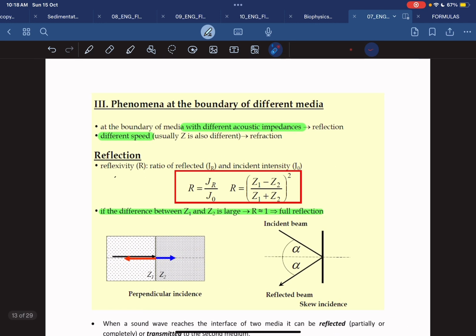Over here, reflection. Now sound waves over here kind of also act like, let me just stretch.